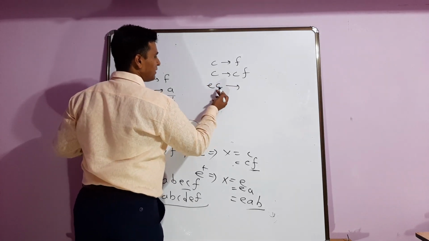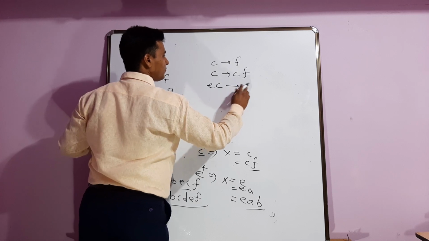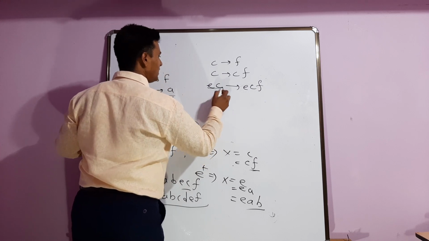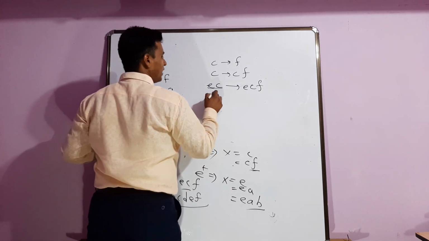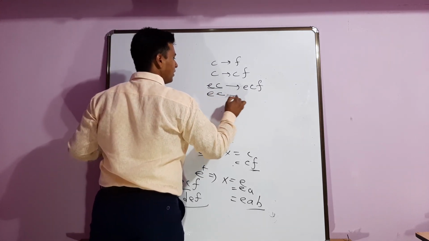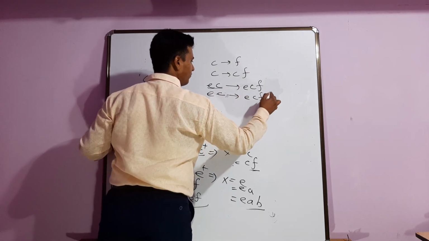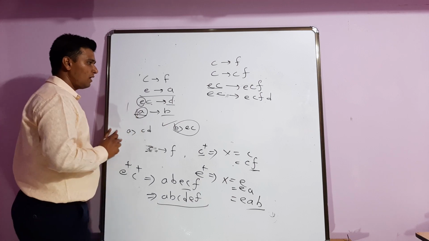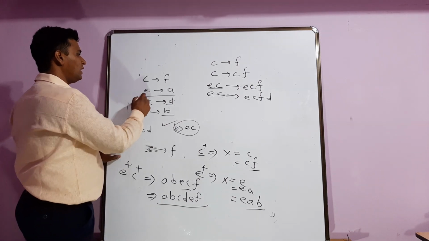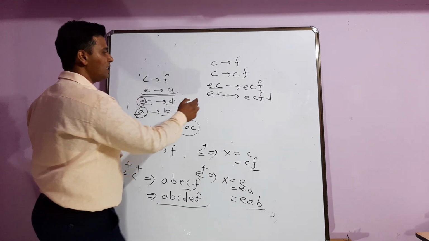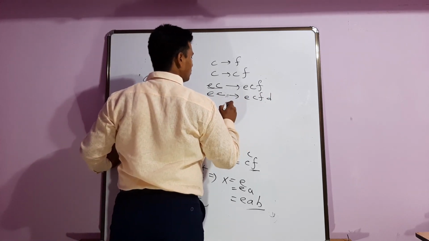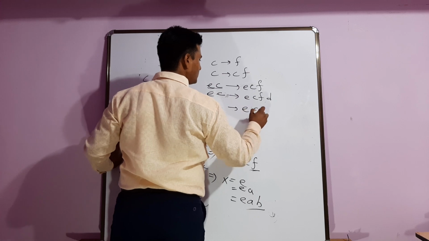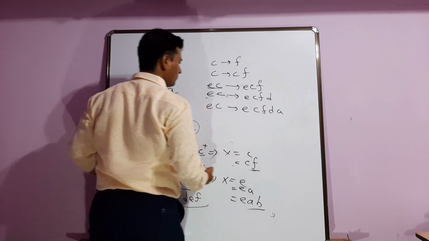E determines E also, so we'll write ECF. Now EC also determines D, so we can write EC determines ECFD. Now can you find something on the left hand side? A. Can you find that E determines A? We have added E already, but we did not add A. So we can write EC determines ECFDA.